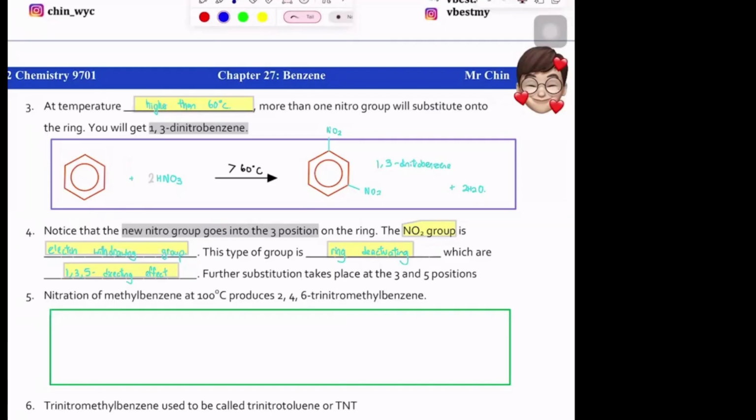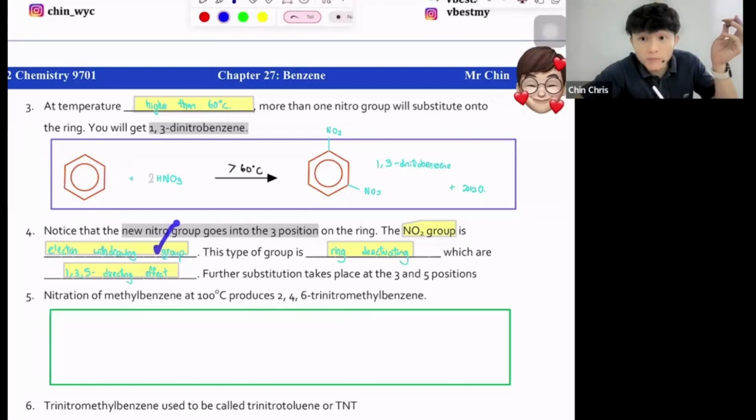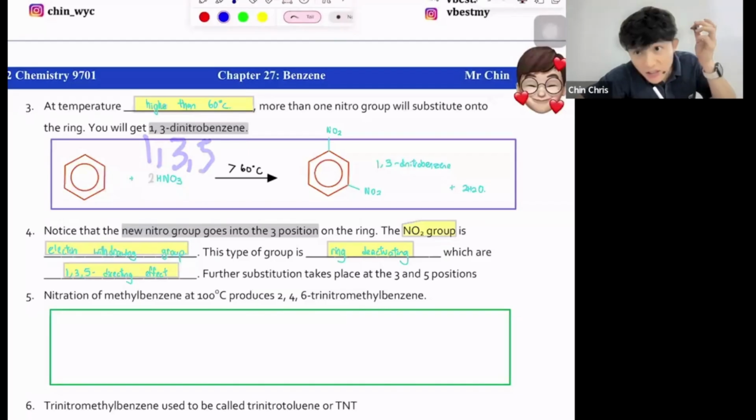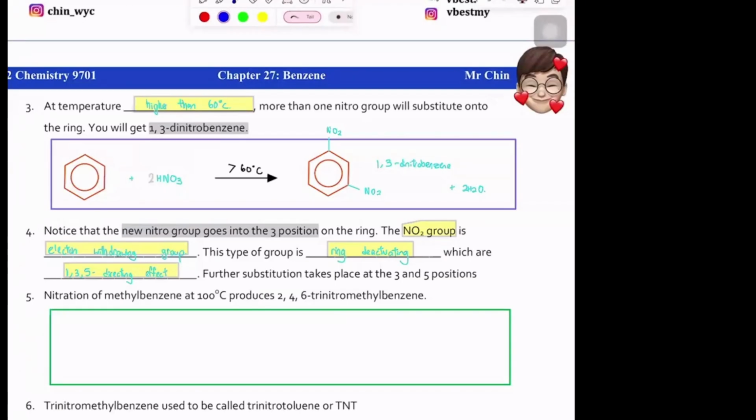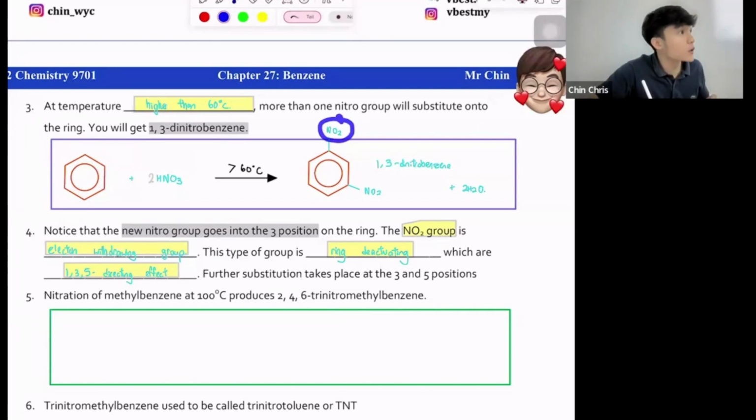Alright guys, again, if it's an electron withdrawing group, it's gonna go 1, 3, 5. Electron donating is gonna activate 2, 4. Understand? So why you said electron withdrawing group? Now, NO2 is an electron withdrawing group.